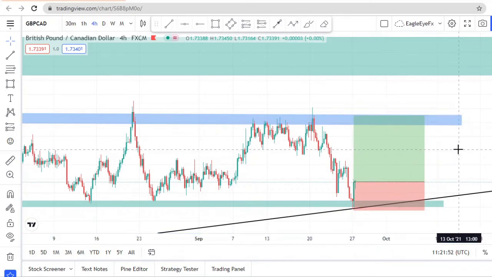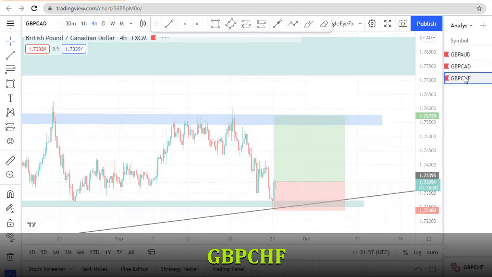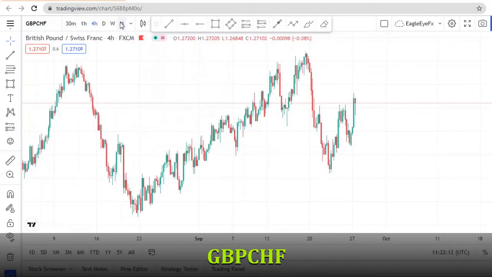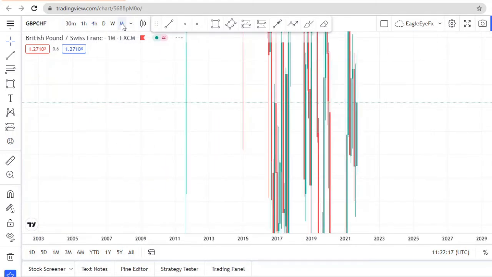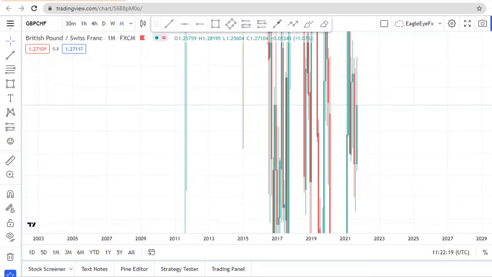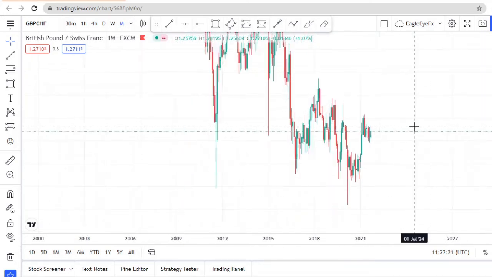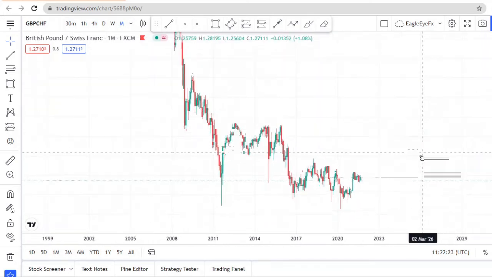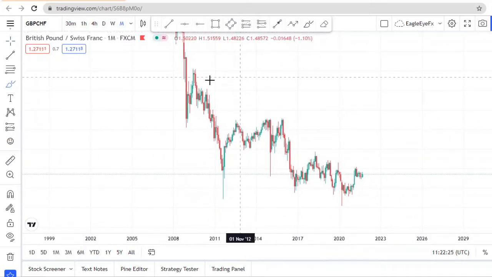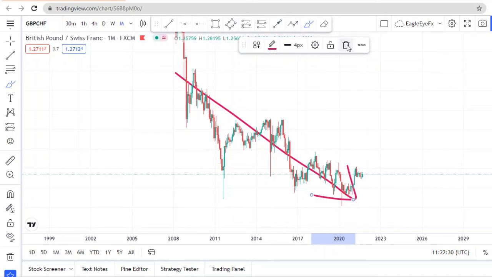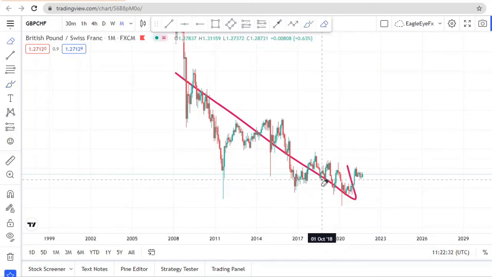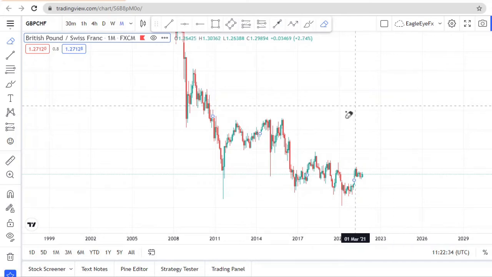All right, beautiful. Let's go to our last pair, which is GBPCHF, and I'll start from the monthly time frame. So we are on a monthly time frame, and what is GBPCHF doing? So you can see that GBPCHF, it's really on a bearish move, it's on a downward trend, okay. That is the overall movement of GBPCHF.